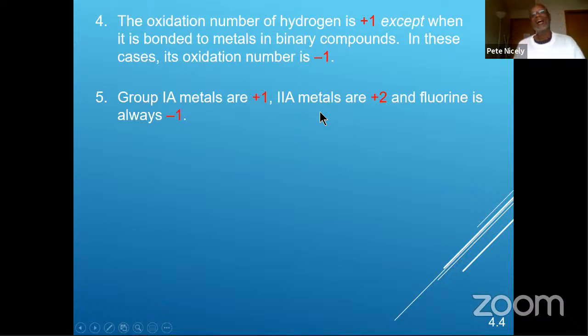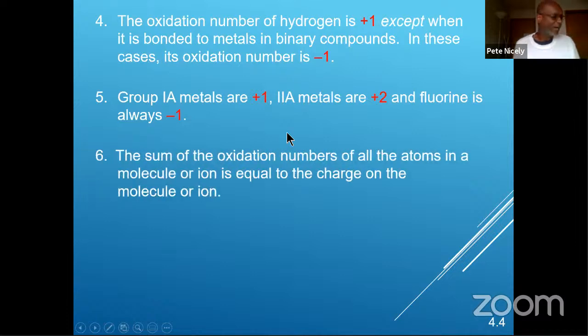And you can give some other examples for group 2A metals and for fluorine, all right? Okay, so that's rule number 5, all right? For rule number 6, and this will become important when it comes to determining the oxidation numbers of other elements apart from the ones that we mentioned above. The sum of the oxidation numbers of all the atoms in a molecule or ion is equal to the charge on the molecule or ion, all right?